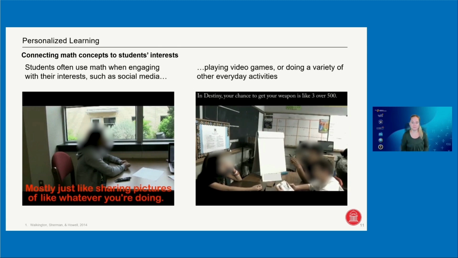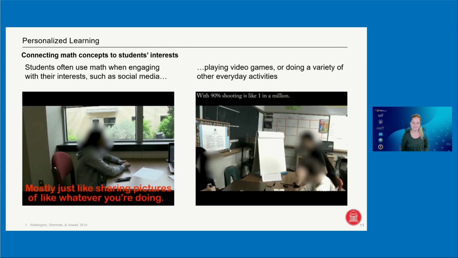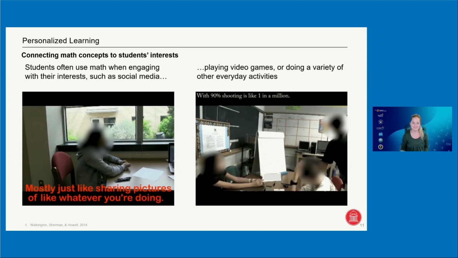Destiny Exchange, get a weapon like 3 or 500. Like 1 out of 100, but there's a thing that gets you to like 1 out of 10. The chance of getting a legendary player is, oh my god. In FIFA, the chance of getting a player over 90% shooting is like 1 in a million.